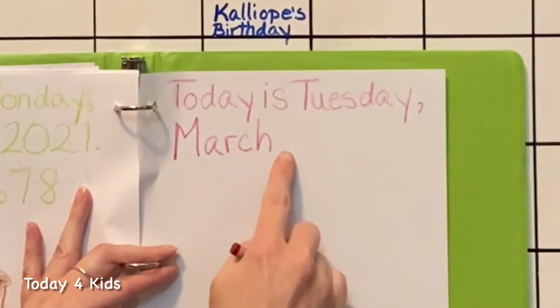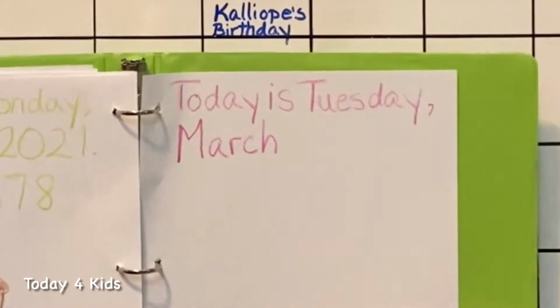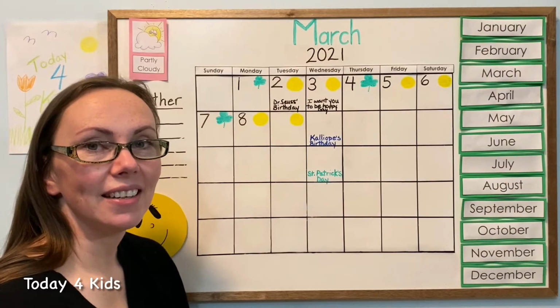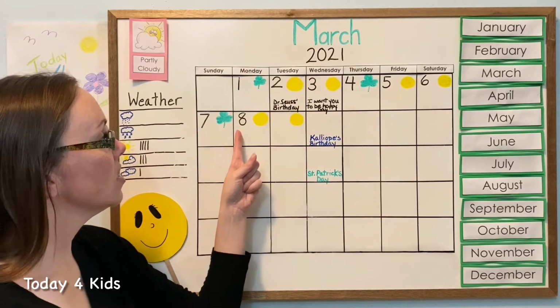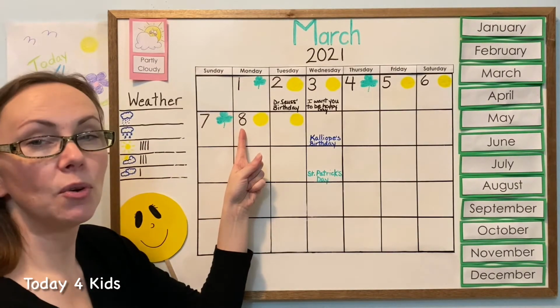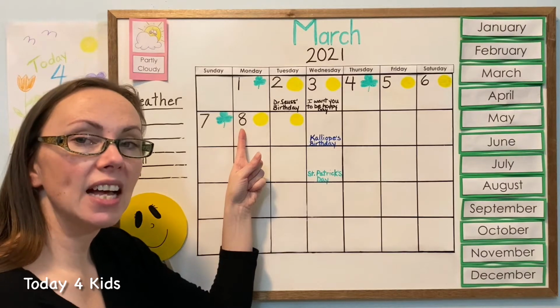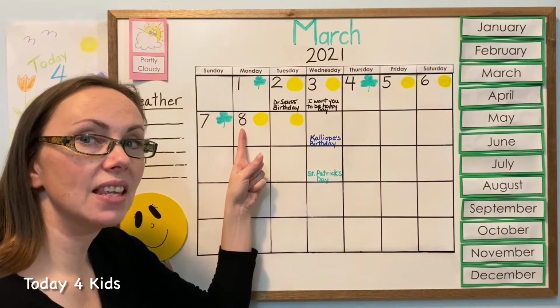A-R-C-H. And next we're going to put the number. What do you think the number is today? Can you see what the number was yesterday? That will help us figure out what it is for today. So yesterday was the 8th. And when we count, we say 8. But when we put it in the calendar, we say 8th. Can you say 8th? Good job.